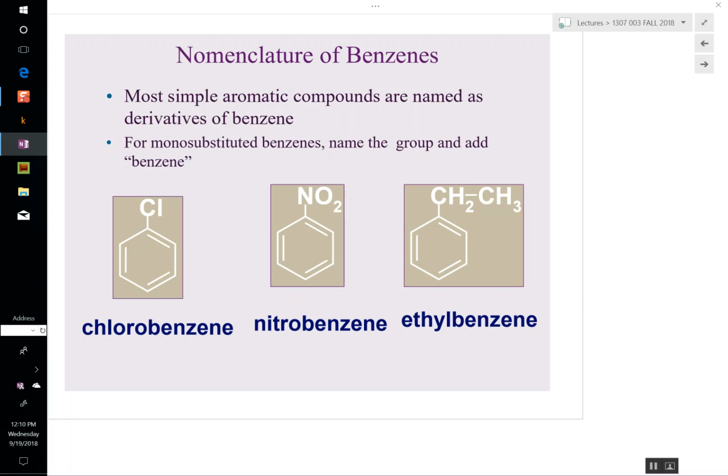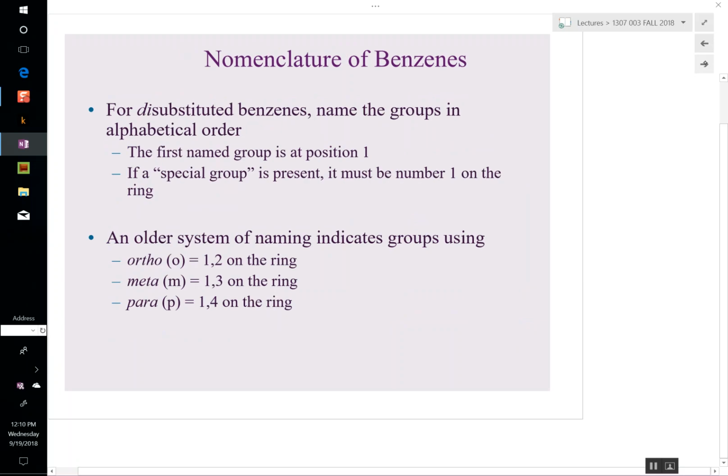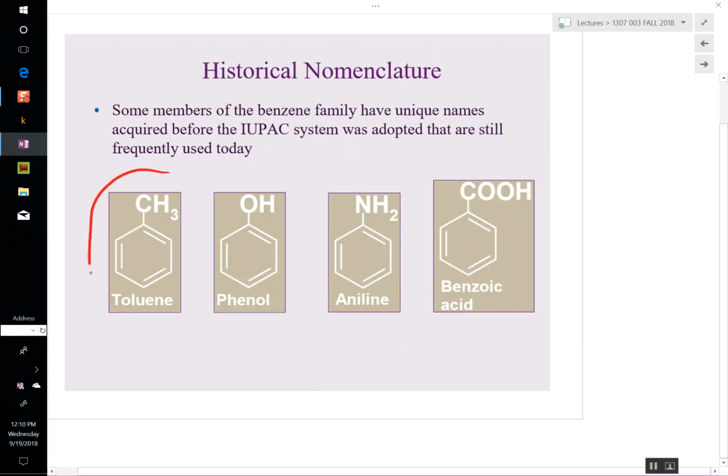Okay, so benzene, this is chlorobenzene, nitrobenzene, ethylbenzene. It's got an ethyl group up there. This is a molecule you should, for chapter 11, make a 3x5 card of and memorize that structure.